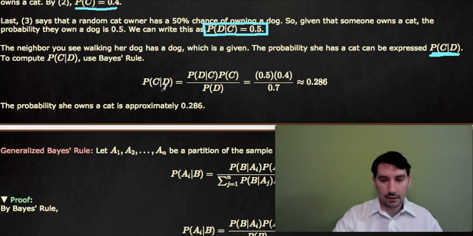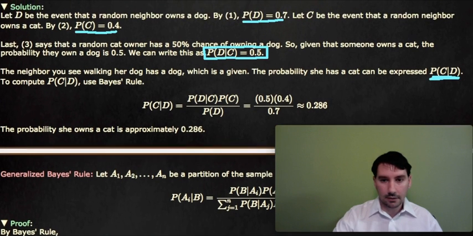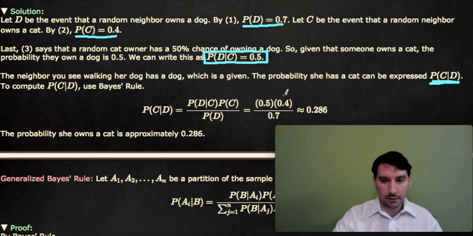So P of C given D is P of D given C times P of C divided by P of D. Now I have to scroll back up a little bit, but we just plug in these numbers. P of D given C is just 0.5, so we replace that by 0.5. P of C is 0.4, and P of D is 0.7. And we plug those in and we get 0.286, roughly a 29% chance that she also owns a cat.